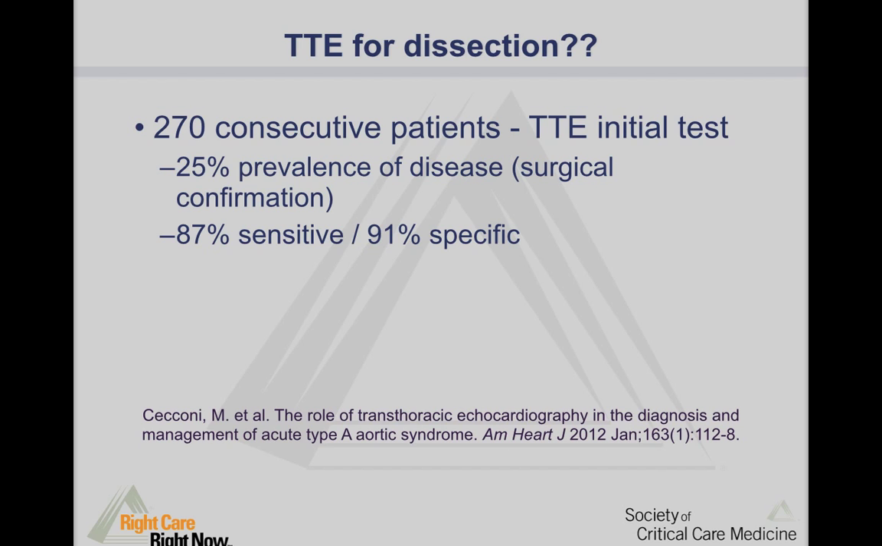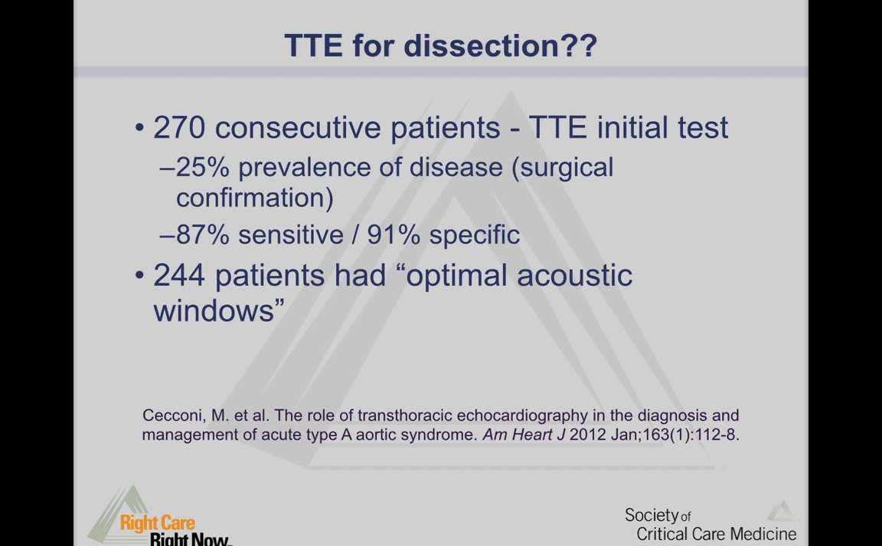They determined a sensitivity of 87%, 91% specific. Only 244 of these patients had optimal acoustic windows. The operators were very facile with ultrasound. These are always considerations to make in these ultrasound studies, where they're often done by very experienced sonographers. But they did find a rate of 97% sensitive and 100% specific.